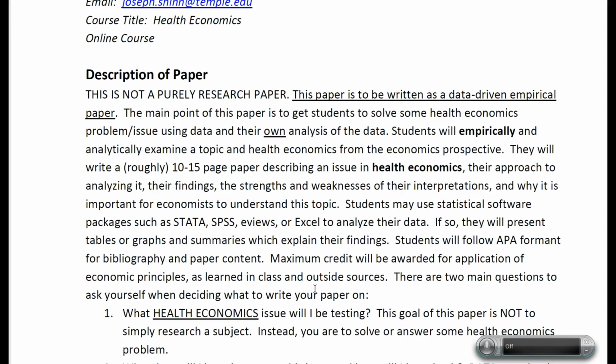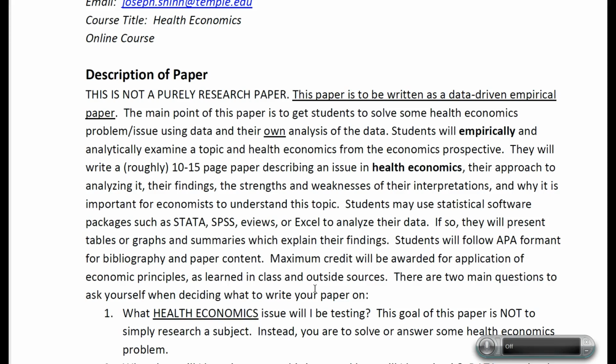So what you need to do with this paper is come up with some sort of hypothesis, something that you want to test. And using data, you need to test that hypothesis. And when I say test a hypothesis, I don't mean pull together information from work that others did and then come to your conclusion based on that. Instead, your goal is to actually take data, look at it, see what it's telling you, and come to a conclusion based off of that.